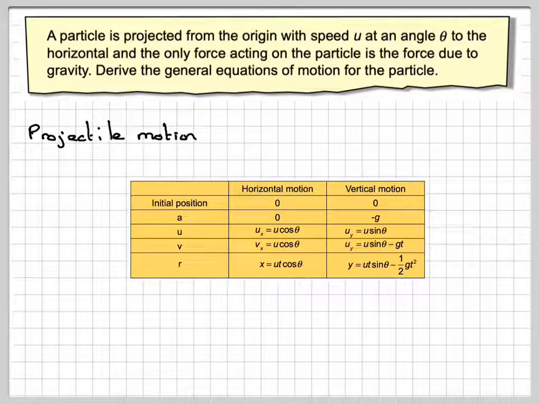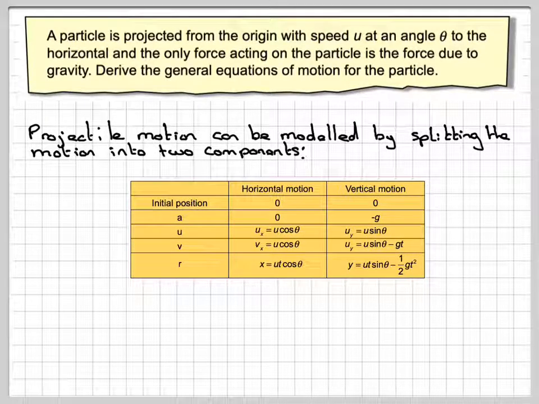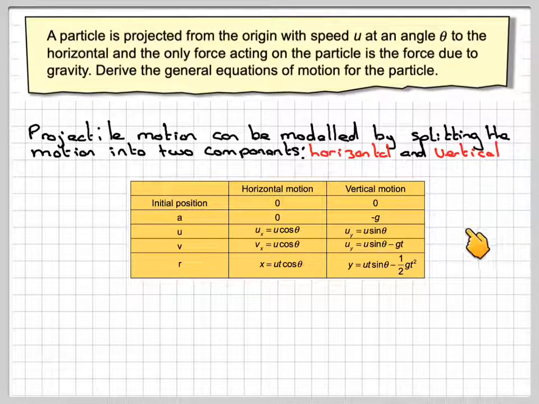Okay, so projectile motion can be modelled by splitting the motion into two components: the horizontal, i.e. in the x direction, and the vertical, i.e. in the y direction. Here we have a table with the horizontal motion equations and the vertical motion equations. We're going to look at the initial position, which is quite straightforward.